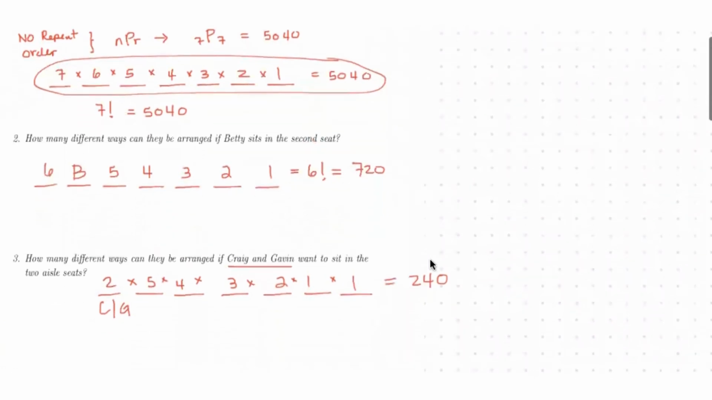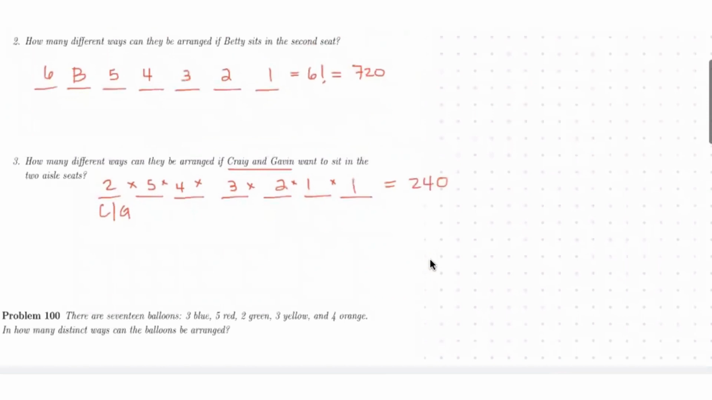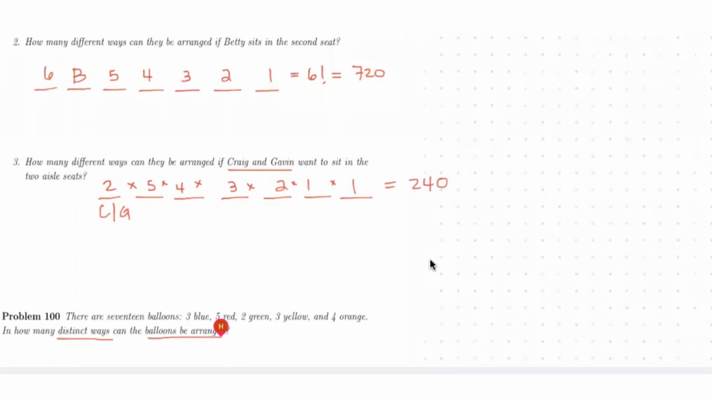All right, let's move to problem 100. There are 17 balloons, 3 blue, 5 red, 2 green, and so on. How many distinct ways can the balloons be arranged? This is similar to rearranging the letters of Mississippi or Massachusetts. So with 17 balloons, think of it as 17 letters.